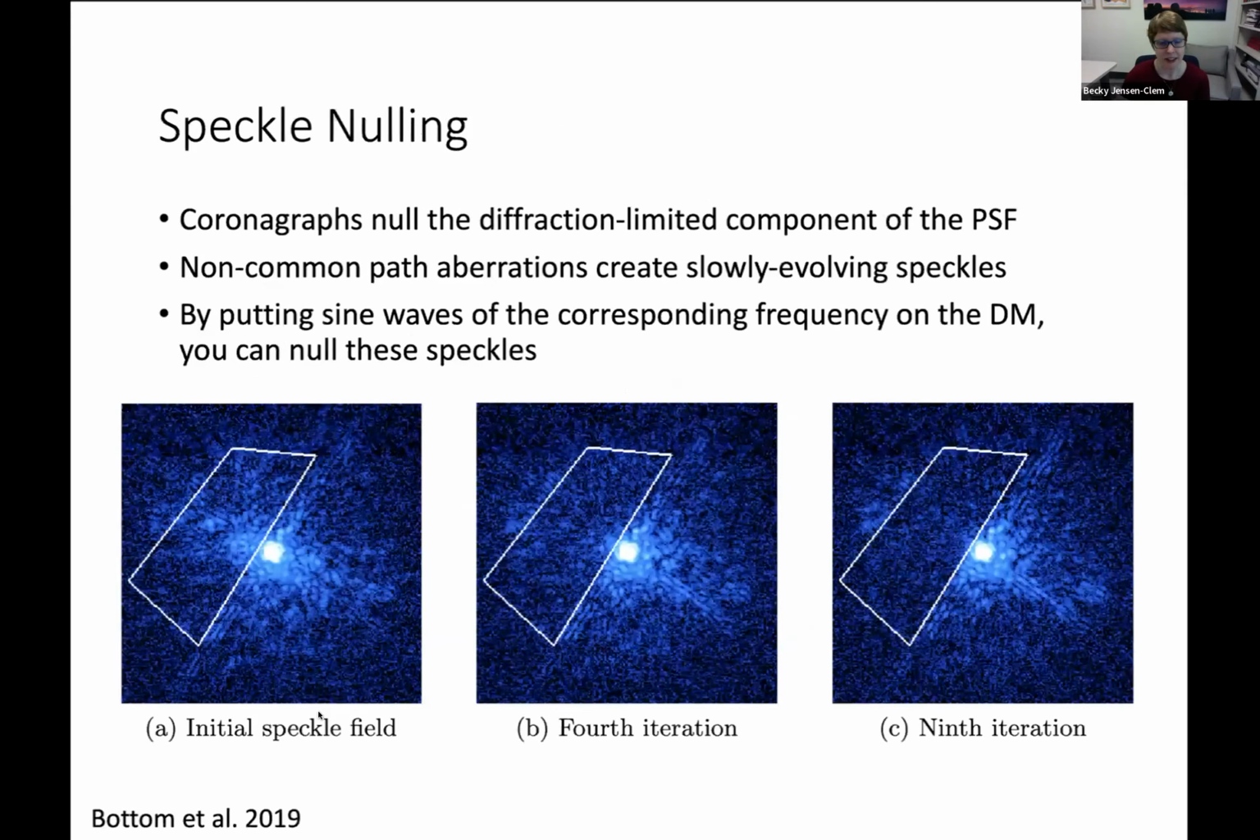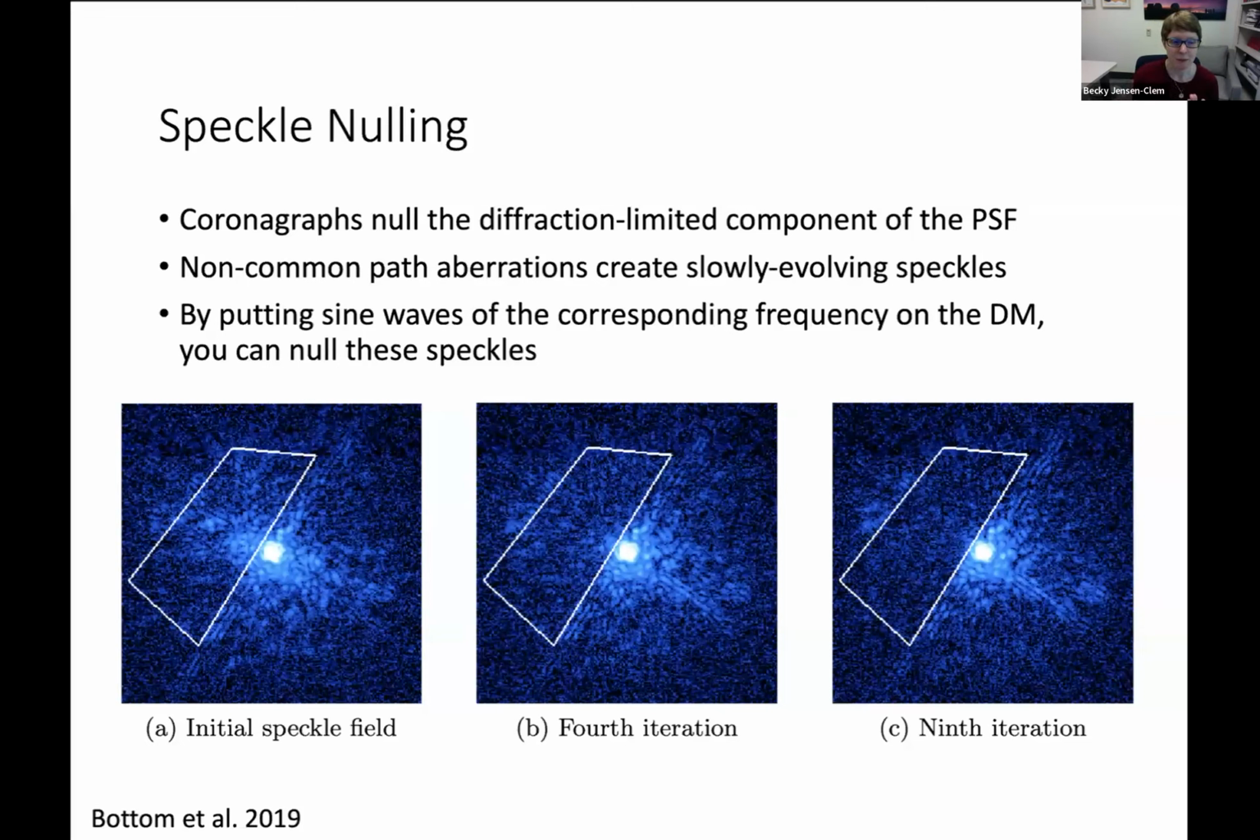One famous example of focal plane wavefront sensing is a technique called speckle nulling. So I'm giving an example here from Mike Bottom's 2019 paper. And here, what he did is he looked at a specific region around the PSF. And he computed, okay, based on the location of this speckle and how bright that speckle was, can I put a corresponding sinusoid on my DM to cancel out or null out that speckle? And so that's one way that you can do focal plane wavefront sensing.